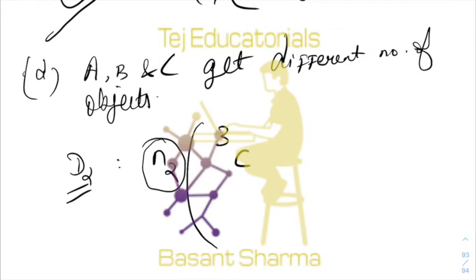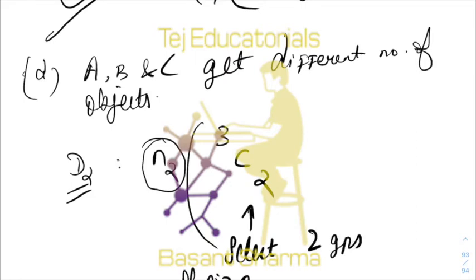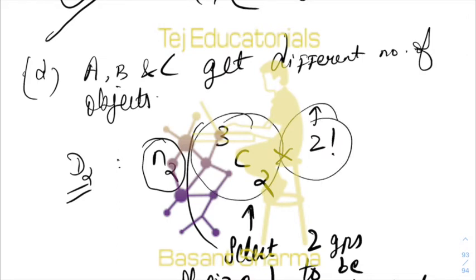You can select two groups of size 1 to be distributed amongst D and E. Select two groups of size 1 to be distributed amongst D and E. Then distribute the two selected groups of size 1 amongst D and E. First you select two groups and then arrange them in 2 factorial ways. Permute them in 2 factorial ways.